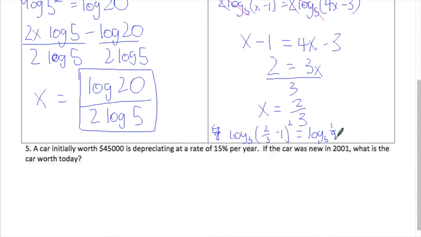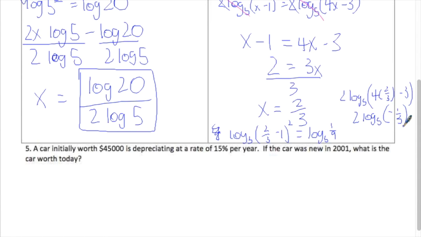So the left side is fine, but on the right side we get, if we do 2 times log base 5 of 4 times 2/3 minus 3, this gives us 2 times log base 5 of, 4 times 2/3 is 8/3, and 8/3 minus 3 is negative 1/3. So this does not work. We can't have log of negative 1/3.